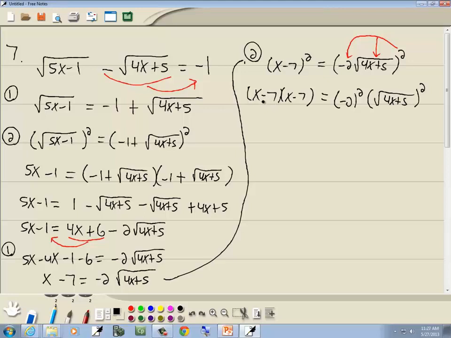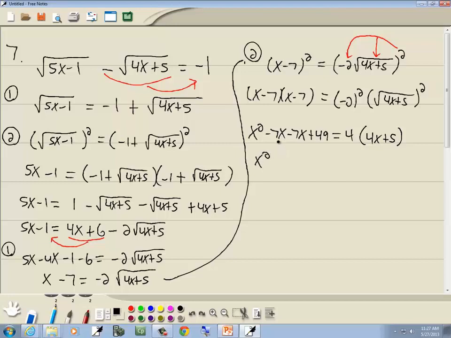Now back on the left side, FOIL this, multiply everything together. X times x is x squared. X times negative 7 is negative 7x. Negative 7 times x is negative 7x. Negative 7 times negative 7 is 49. On the right side, negative 2 squared is 4. And again, when the index matches the power, they cancel each other away, so we're left with 4x plus 5 inside of parentheses, because the 4 out in front has to be multiplied times everything inside.